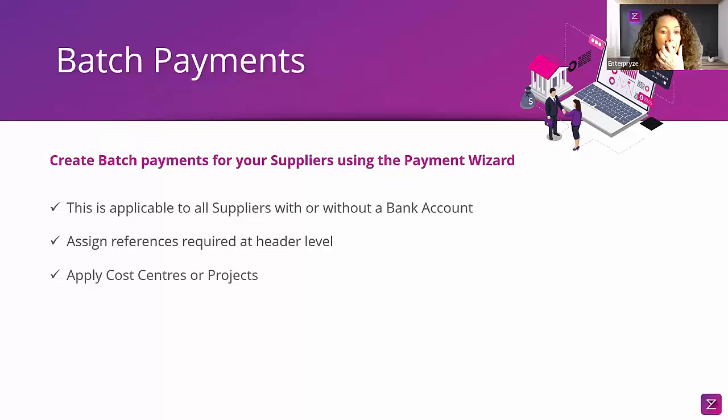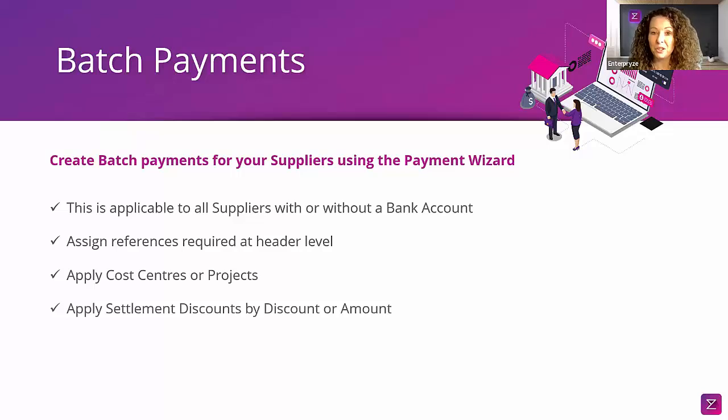You can apply cost centers or projects. You can apply settlement discounts by discount or amount. This is important. So if somebody pays early or you have an agreement with a particular supplier, you can apply those discounts at the time of doing the payment run. And of course, more importantly, you can select the invoice to pay and the specific amounts.